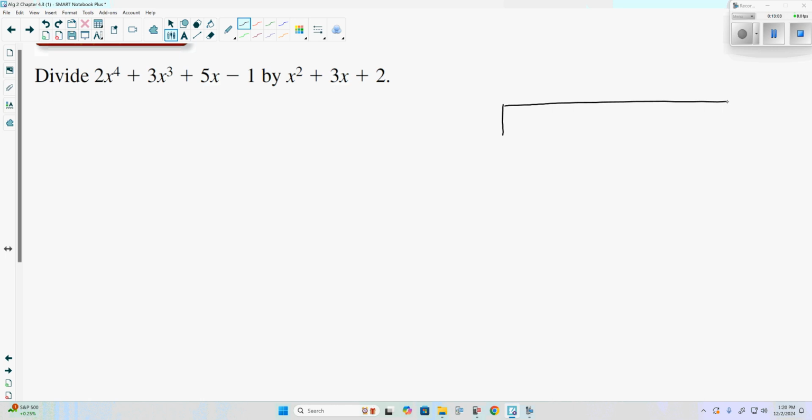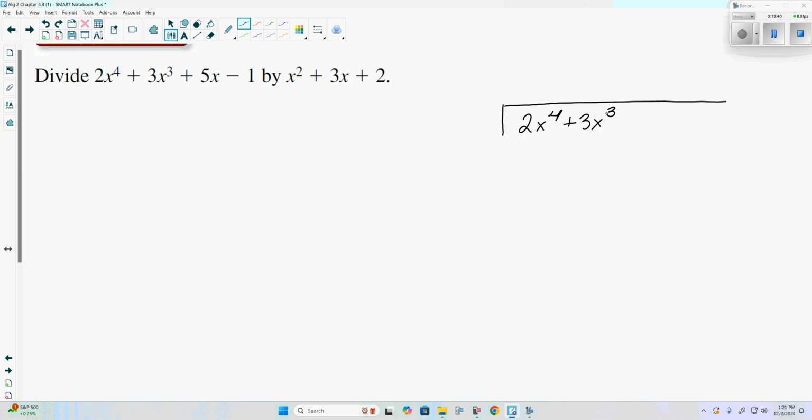We want to divide 2x to the 4th plus 3x cubed plus 5x minus 1 by x squared plus 3x plus 2. So what is going first is this here, our 2x to the 4th plus 3x cubed going down. Now, our first term is our 2x to the 4th. Now, we will need all the terms. I didn't mention in the last one, but we do need those there. So the first term is our x to the 4th, which means our next term is our x cubed. And we have our plus 3x cubed.